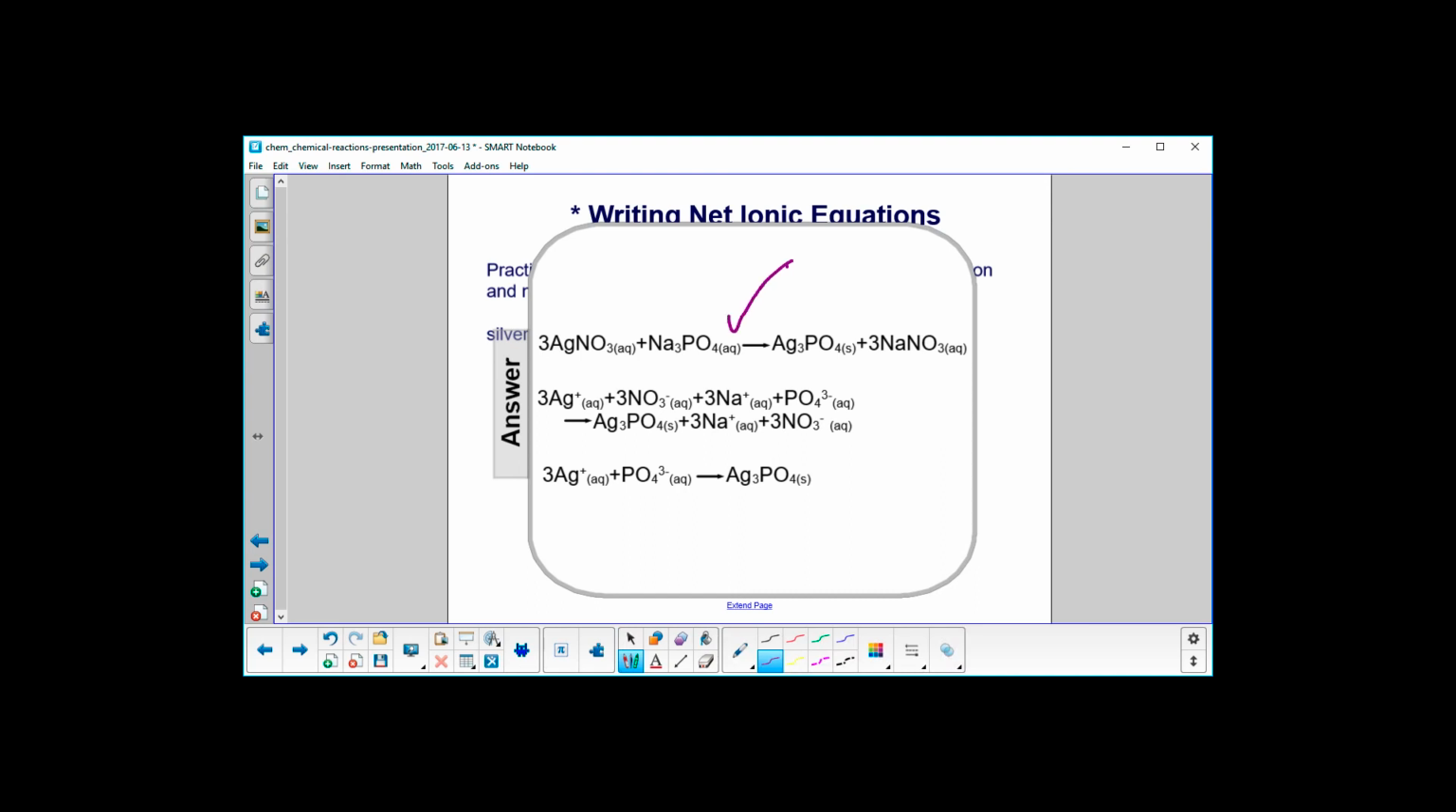So here's our balanced equation. Again, using the periodic table to get valences where we needed it. And then we will dissociate this guy and this guy. Not this guy, that's a solid. And then this compound. And that's over here. This is our complete ionic equation. And now we'll cross out like terms on either side. So nitrate goes out. Sodium goes out. And what we're left with is 3 silver ions plus a phosphate ion yields silver phosphate. And that's what we have here, our net ionic equation.